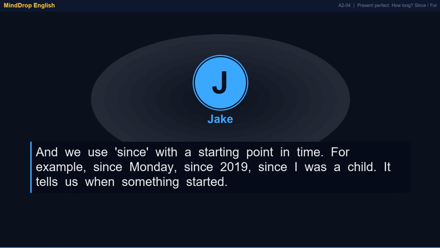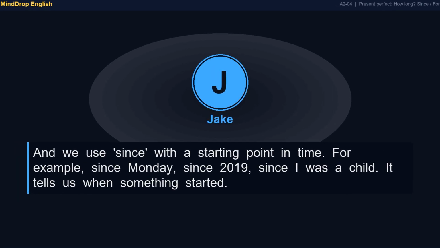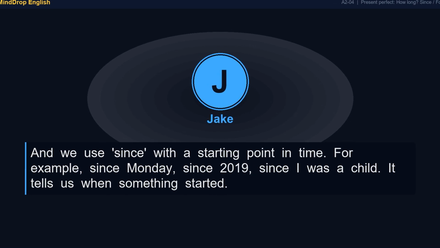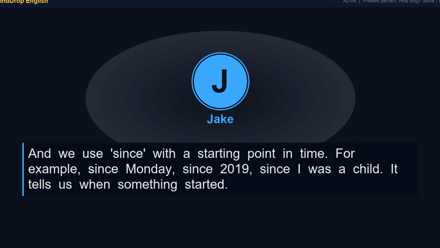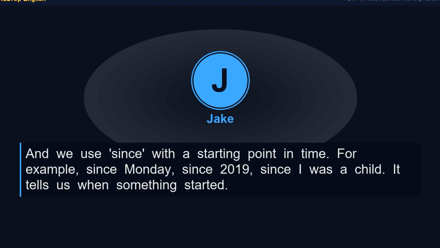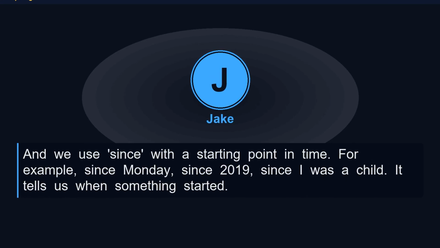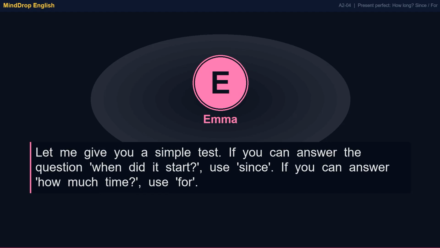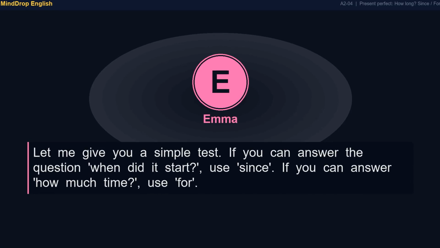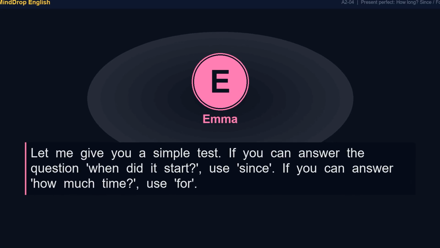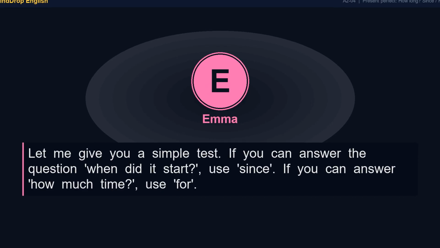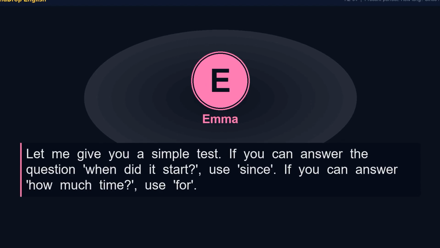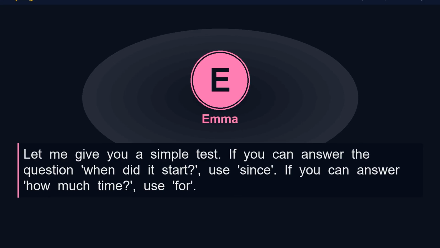And we use since with a starting point in time. For example, since Monday, since 2019, since I was a child. It tells us when something started. Let me give you a simple test. If you can answer the question, when did it start, use since. If you can answer, how much time, use for.